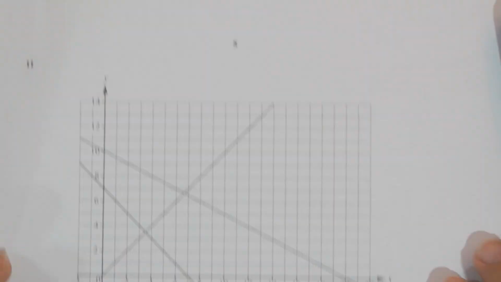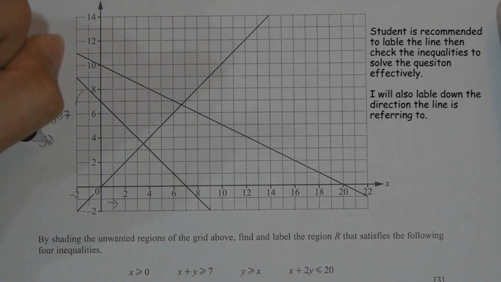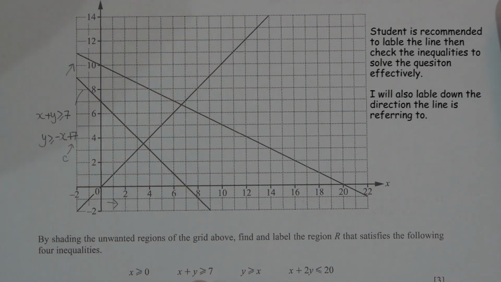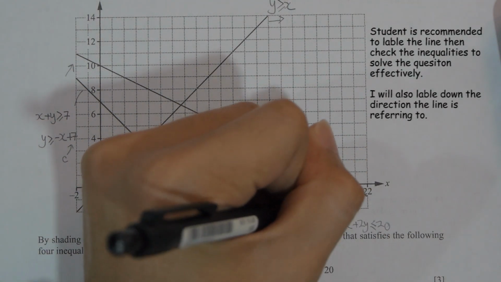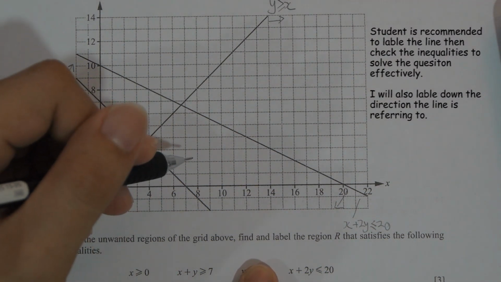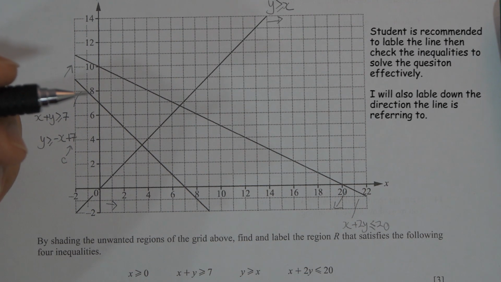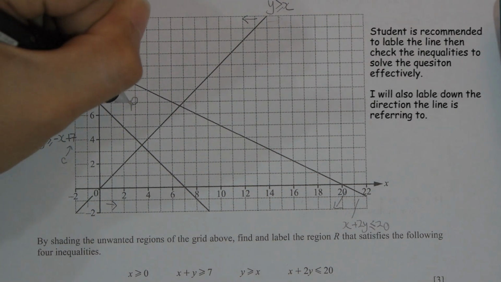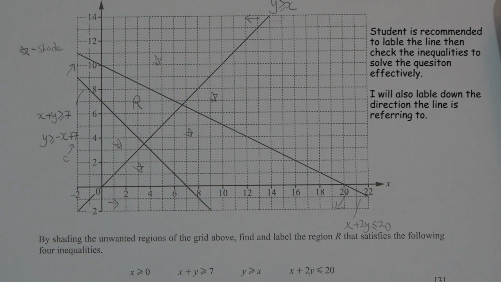For question 11, I just give you a guide on how I usually solve this kind of question. First thing first, I will label down which line is the one referred to by the question. Then I will put down an arrow to show which direction the question doesn't want, and label the final point. So for this question, the star part will be the part you are required to shade.